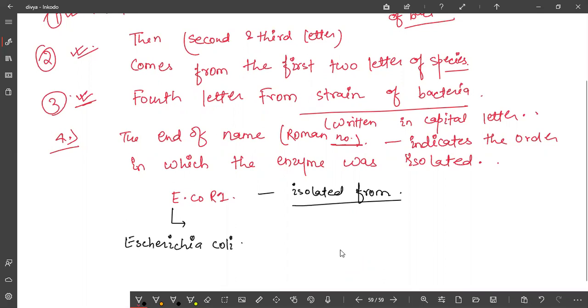So this is isolated from Escherichia coli. The first letter comes from the genus. This is the genus and this is the species. Do you know scientific nomenclature? Yeah. Okay.